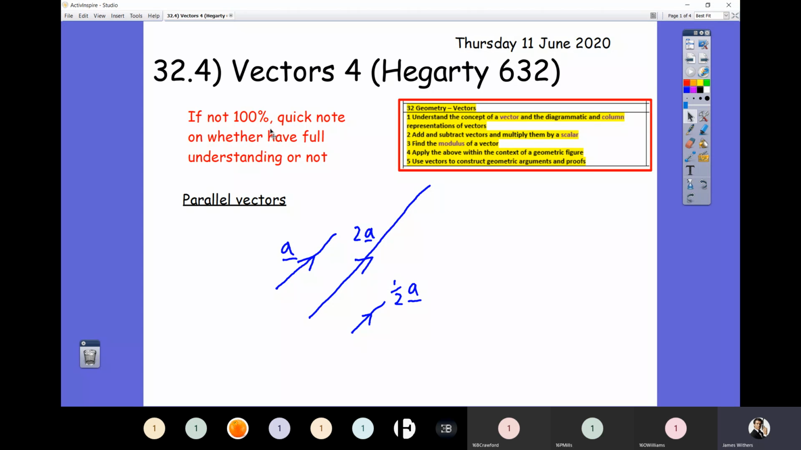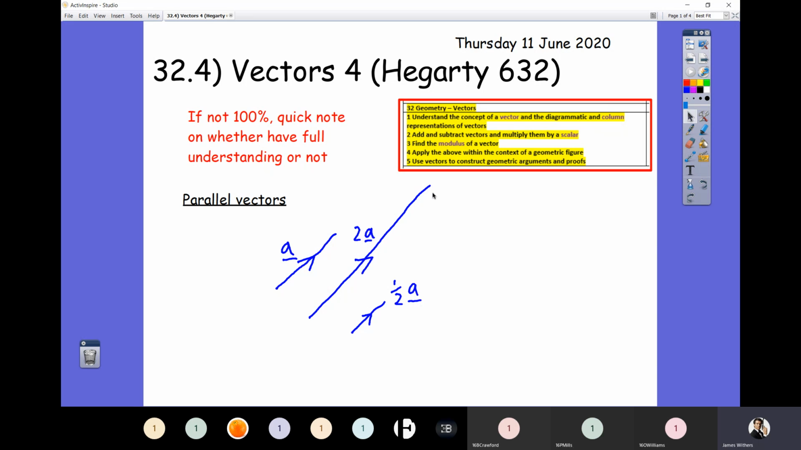Now what we're moving on to today is parallel vectors. As you know, vectors have got two properties. They've got direction and they've got length. If they've got the same direction, then they are parallel. It doesn't matter about the length. So these three vectors are parallel and they are all multiples of a. That one there is 2 lots of a, that's half an a.